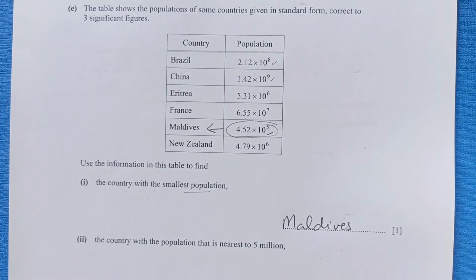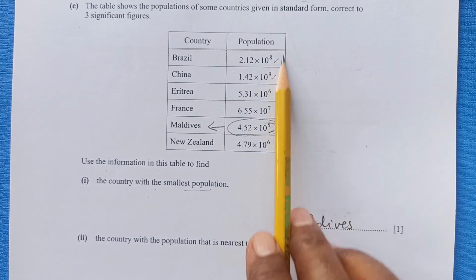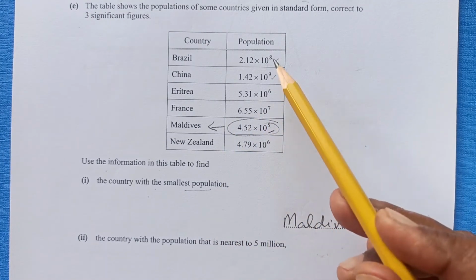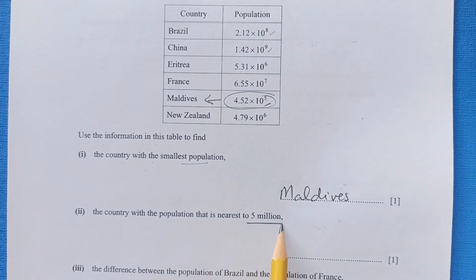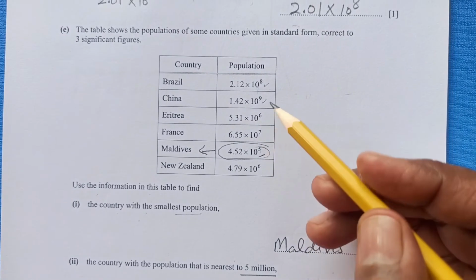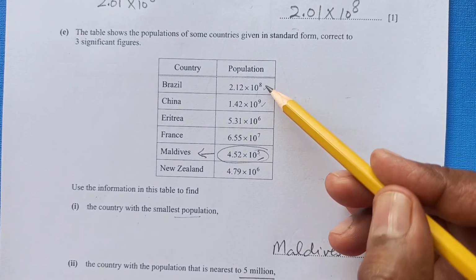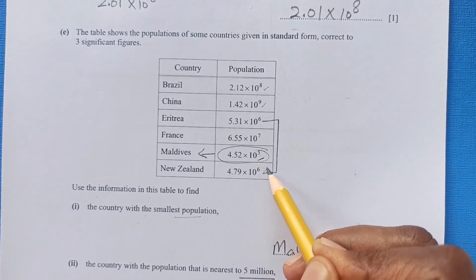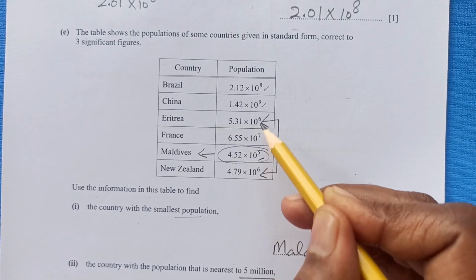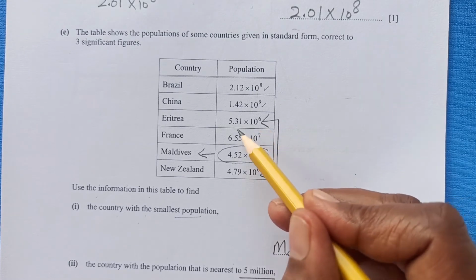Okay. So there is no need to open this, you can just go, because from here we can know which one is smaller and which one is greatest. The country with the population that is nearest to 5 millions. So for 5 millions, we can see from here, first of all, this is 8, 9, which one is nearest? So this, you see, this is 10 power 6, this 10 power 6. So these are near to the 5 millions.